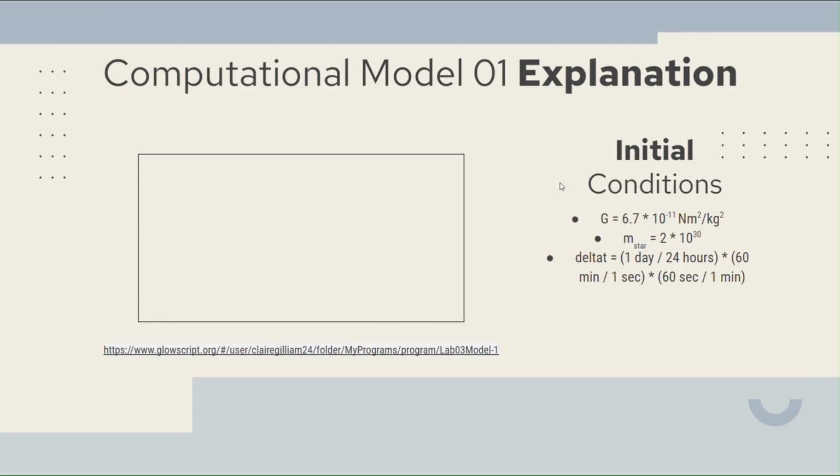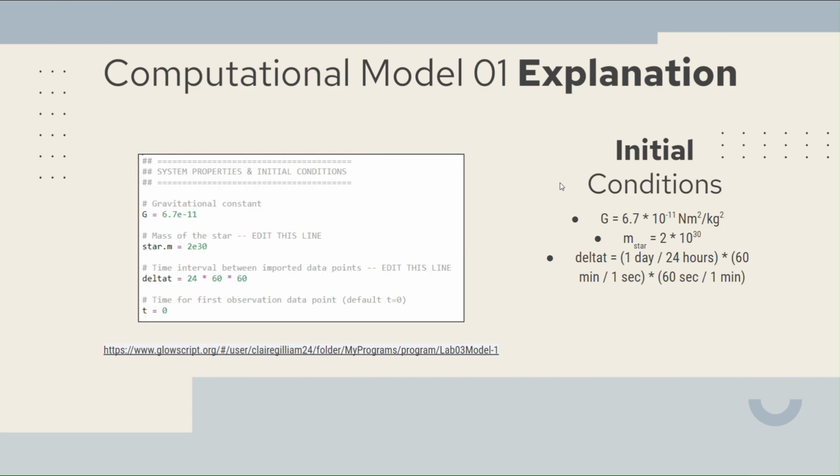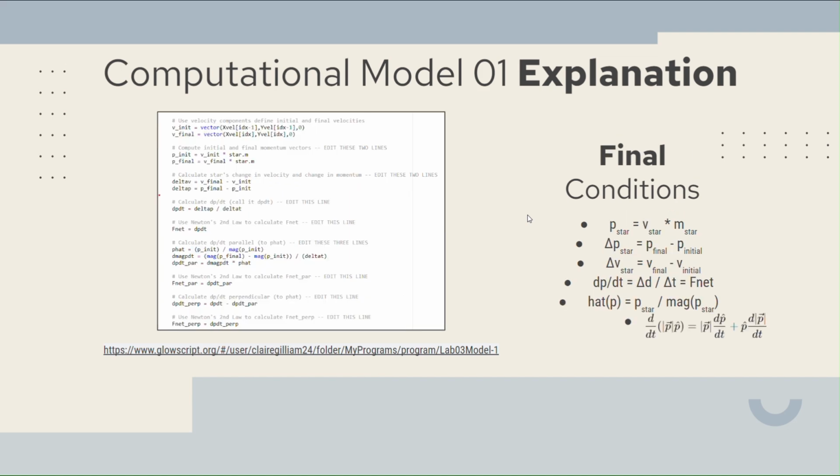Next, we have our computational models. So first, we establish G is equal to 6.7 times 10 to the negative 11th. The mass of the star is given as 2 times 10 to the 30th, and then we have to calculate delta t by multiplying by 24 times 60 times 60, as we're given that it's initially 1 day. All right, so next, our final conditions are that the momentum of the star is going to be equal to its velocity times mass. Then we use this to calculate the change in momentum and the change in velocity.